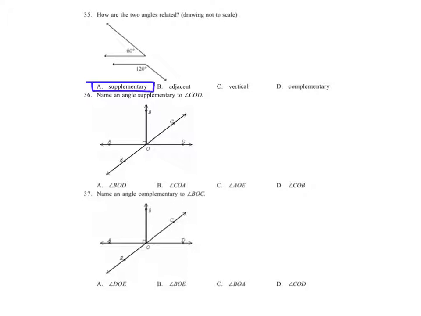Adjacent means right next to with a shared side, no space in between them. There is space in between them, so they're not adjacent. Vertical angles would be congruent. Those vertical angles are like these two angles, okay? And that's not what's going on here in this diagram. It's not that. And complementary only adds up to 90, but they add up to 180. So we've got A as our answer for 35.